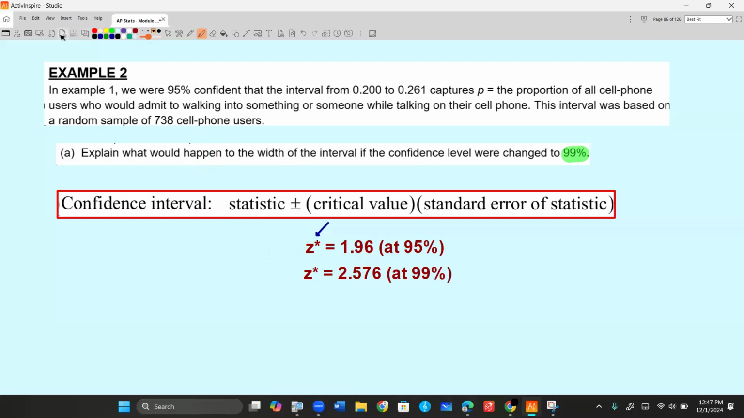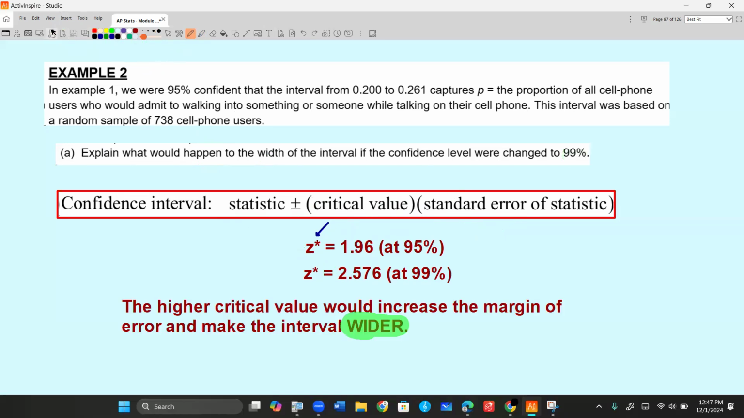So think about what happens when that number is bigger. You're multiplying by a bigger number. What does it do to your margin of error? Well, your margin of error is going to increase as a result. So you're going to have a wider interval as a result. A bigger margin of error is going to make that interval wider.